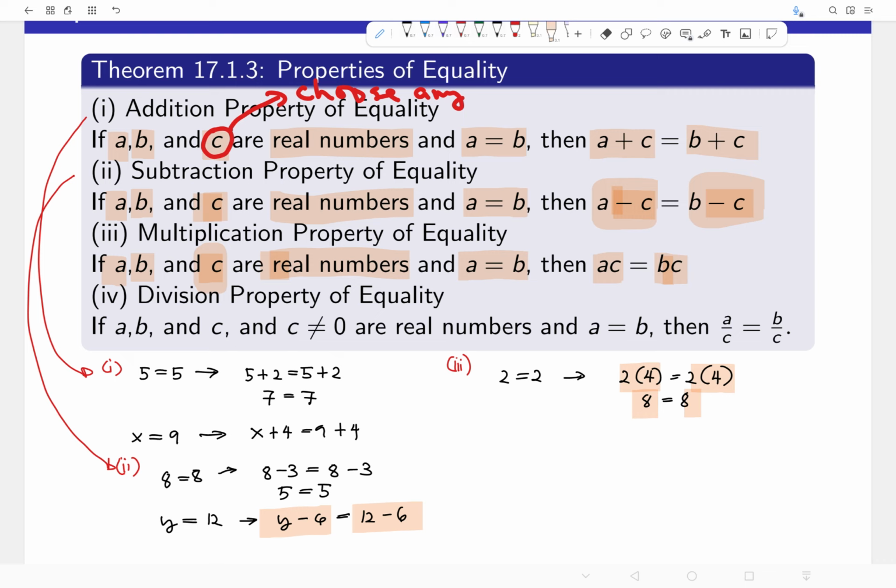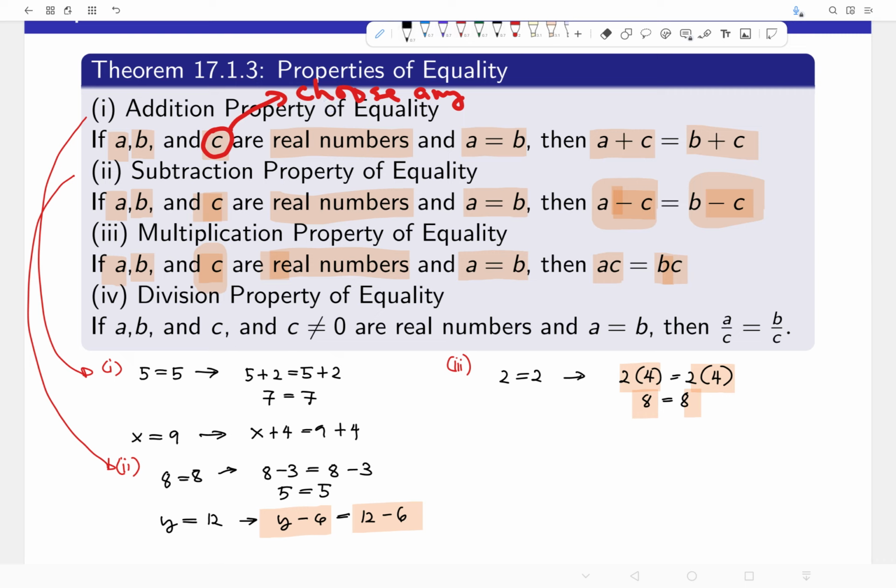Now, if you multiply different numbers to both sides, it will not be equal. So be careful. You have to multiply the same number to both sides of the equation.